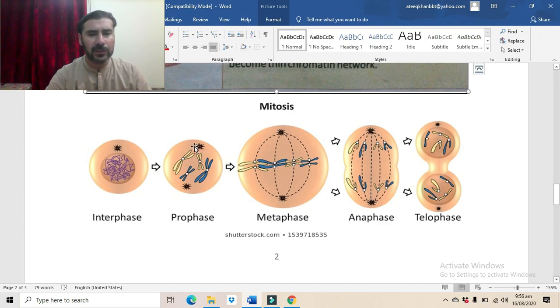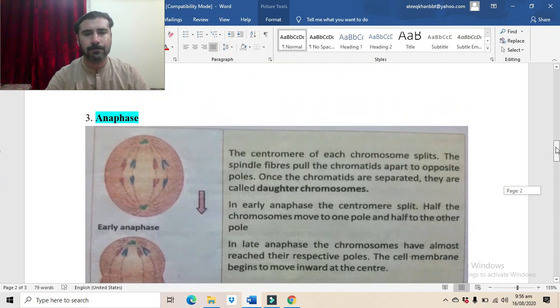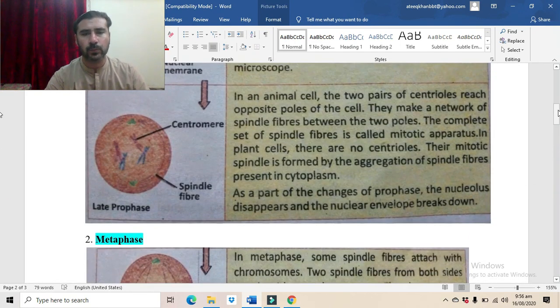And from these centrioles spindle fibers will start. So these spindle fibers, as shown here, are formed. The complete set of spindle fibers is called the mitotic apparatus.